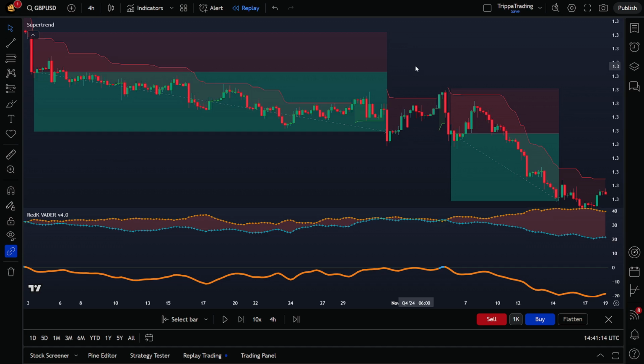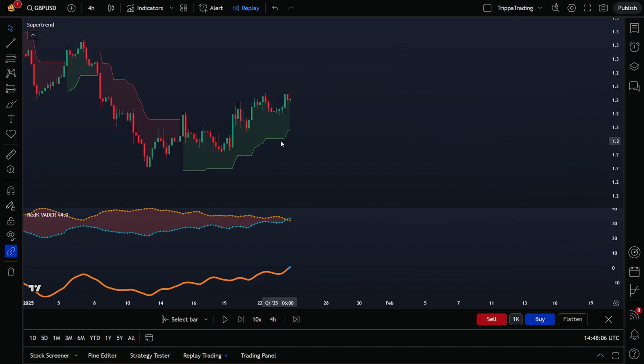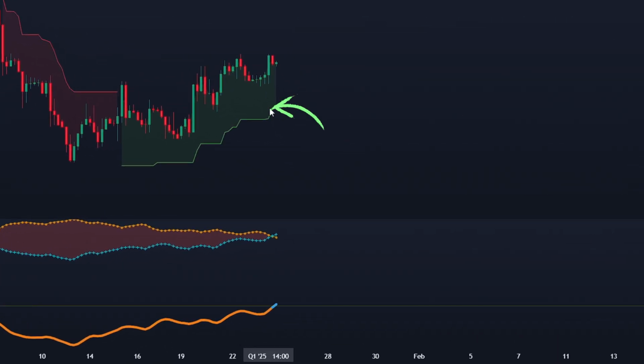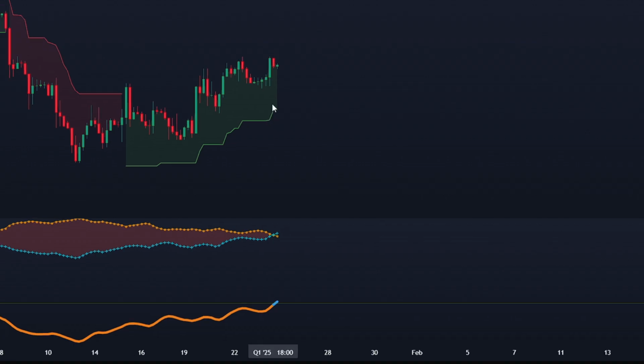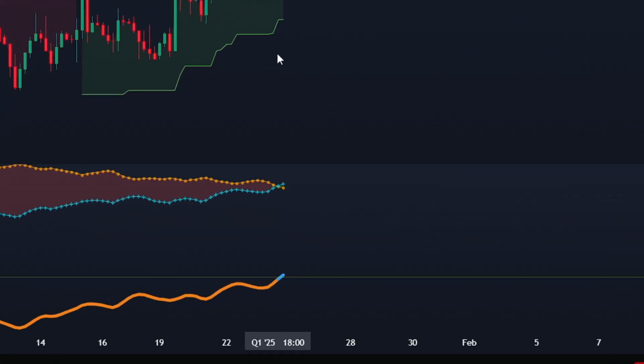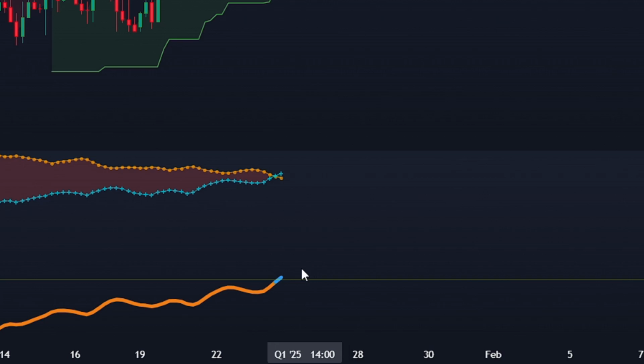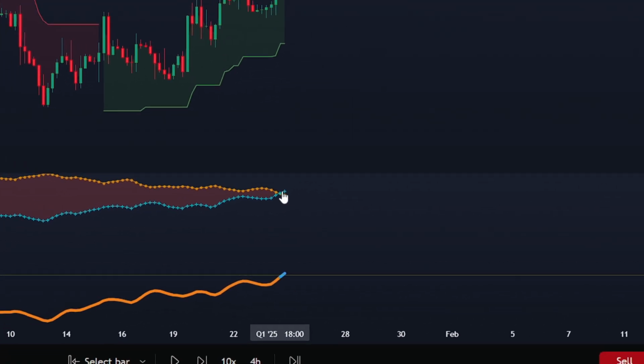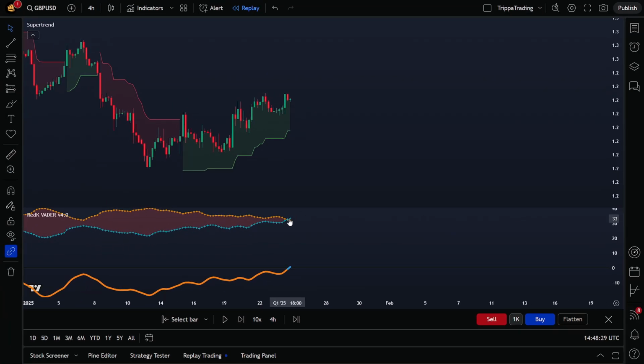Now, what about buy trades? Well, we apply the same concept. Here, we can see that the super trend has turned green, meaning we should only look for buy signals. Looking at the net energy line, we see that it turns blue, indicating a shift in momentum to the upside. Of course, here we can see the color changed because the blue line crossed and closed above the orange line. This confirms a buy entry.